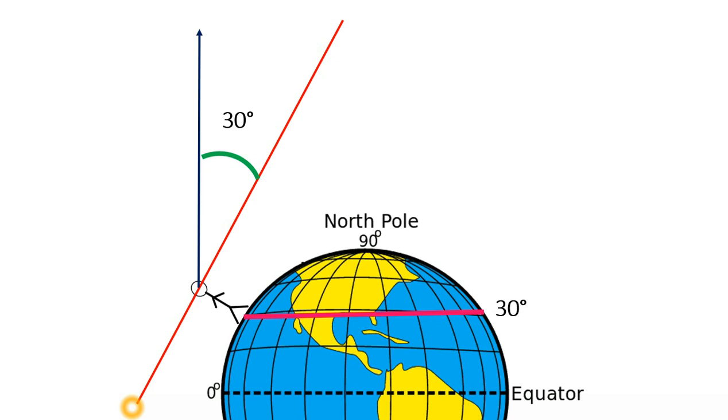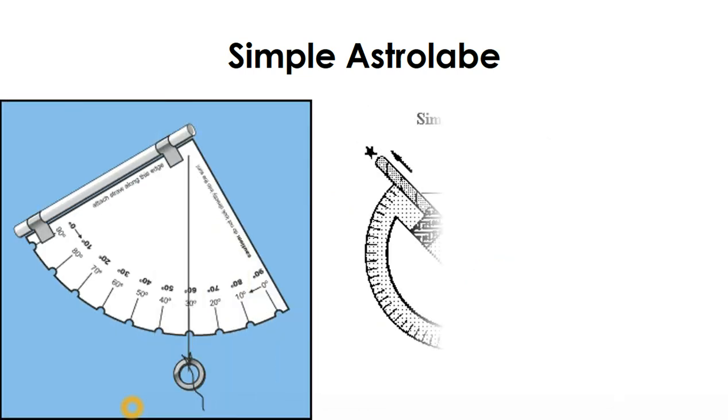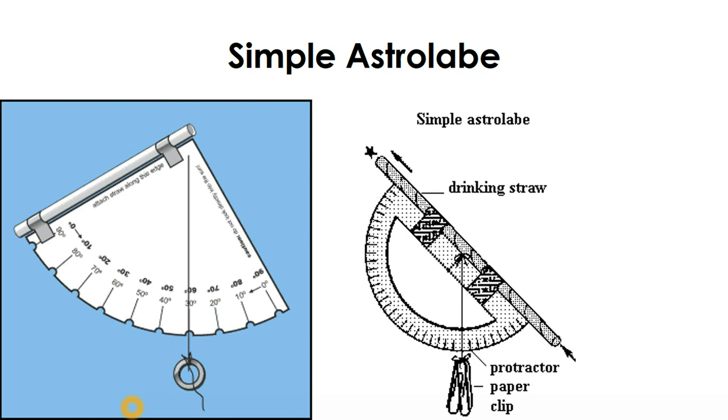To observe and determine the latitude like this, you need a small instrument. It's called an astrolabe or a sextant. You can make a simple astrolabe like this, using simple tools available like a straw, paper, thread and a weight, or a metal ring, or using a protractor also you can make a simple astrolabe and you can find out the angle or the elevation of the star.